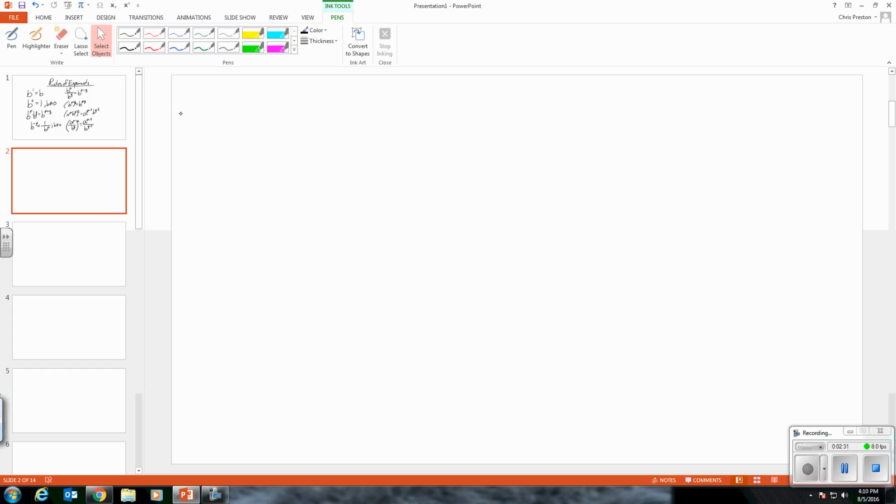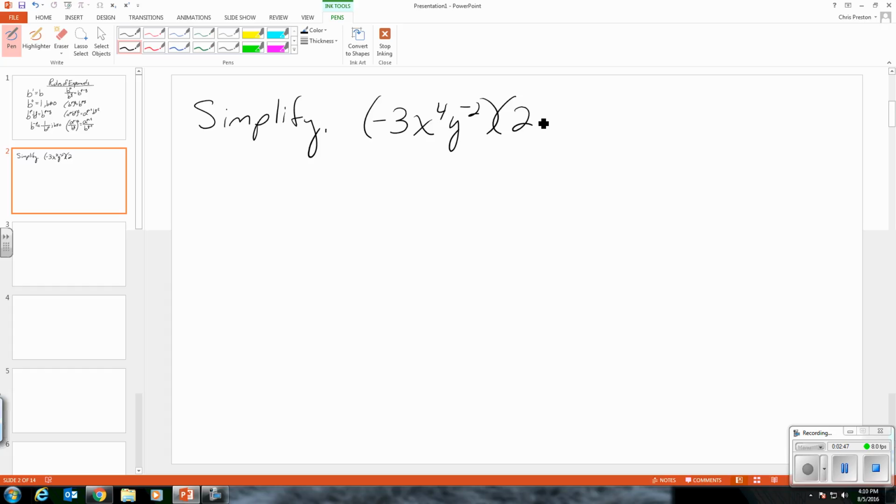All right. Let's look at some example problems. Let's say we wanted to simplify negative 3x to the 4th y to the negative 2 times 2x to the negative 5 y to the negative 6. Okay, so what we would do is we would take negative 3 times 2. Those are the two coefficient parts of these expressions, times x, and we're going to multiply our x's together, and the way you do that is you add the exponents.